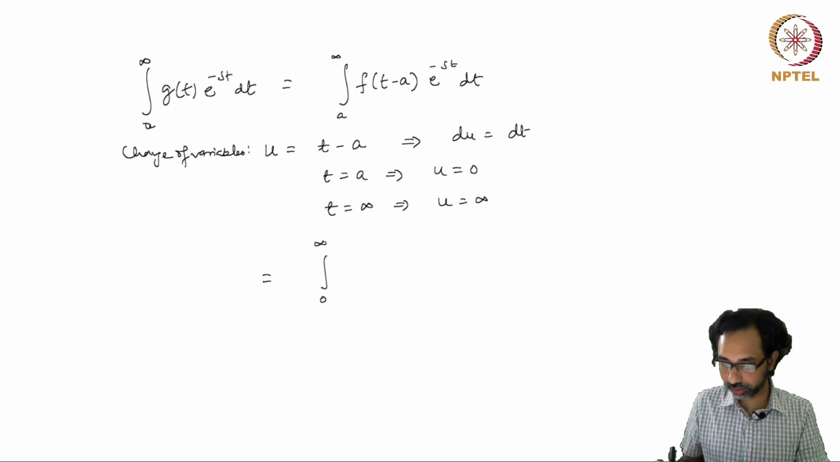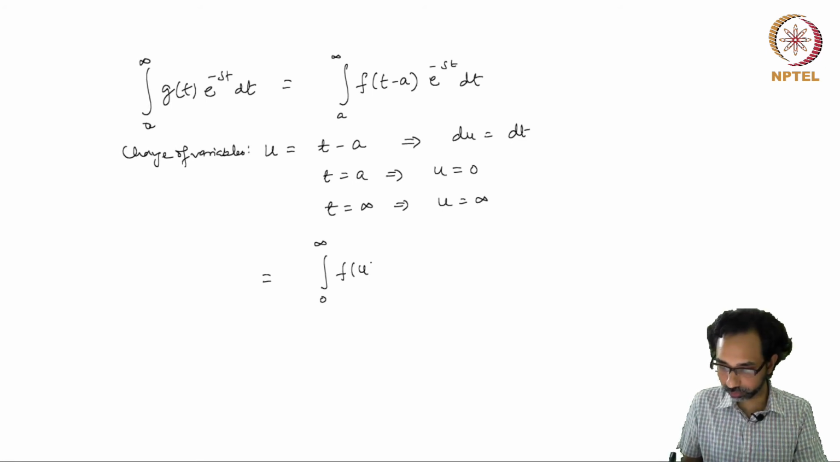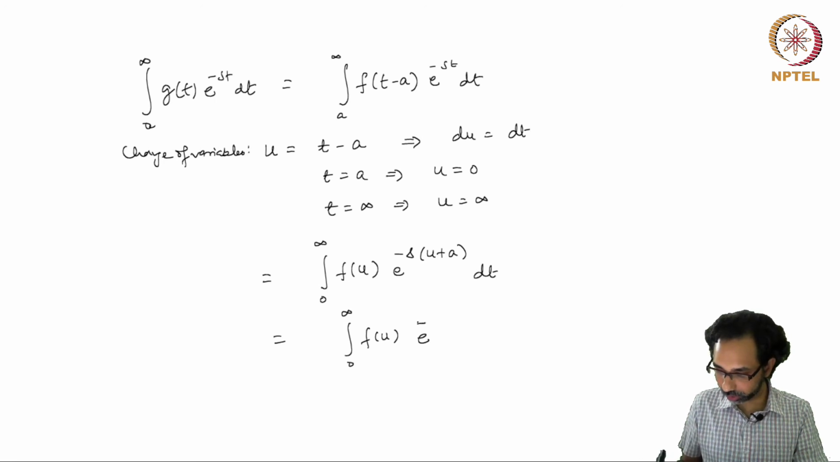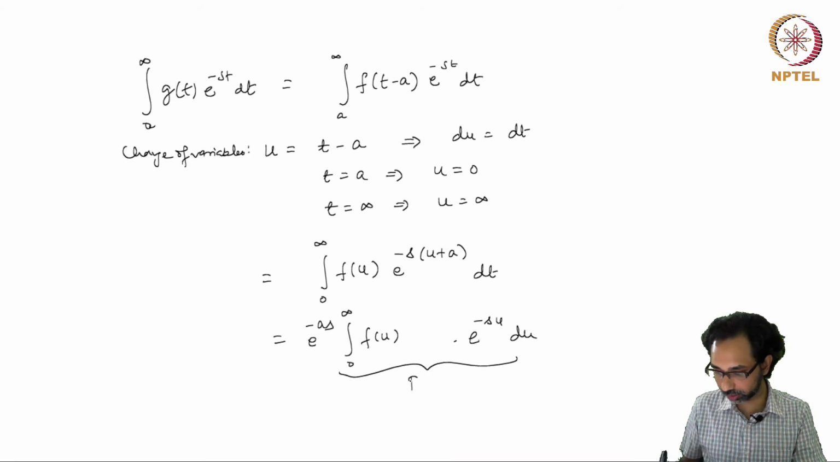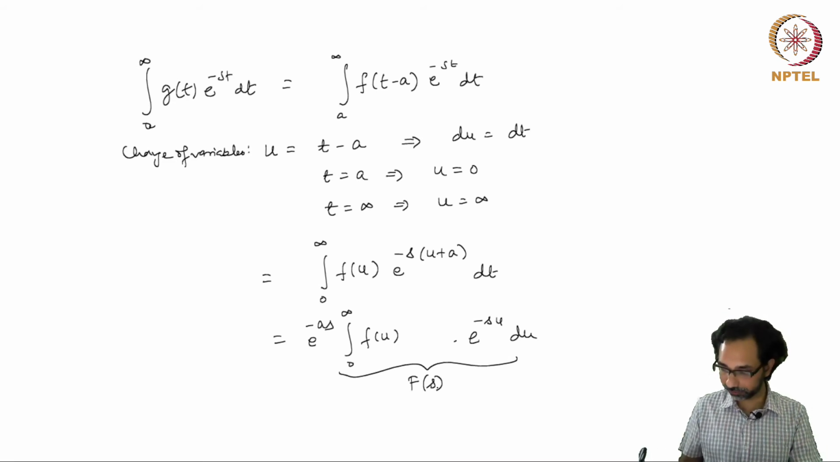So now we can write this integral as the integral from 0 to infinity of f(u) exponential of minus s times (u plus a) dt, but note that this is equal to the integral from 0 to infinity of f(u) exponential of minus as times exponential of minus su du, and now you can simply take this outside the integral. So I can just delete it from here and write it outside the integral, and what we are left with inside the integral is simply the Laplace transform of f.